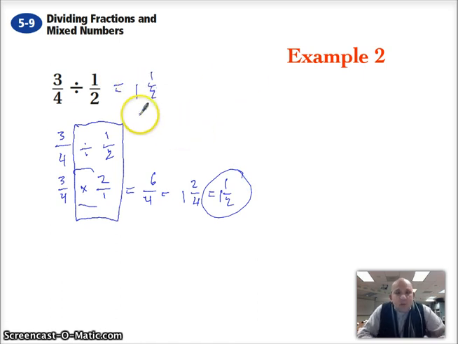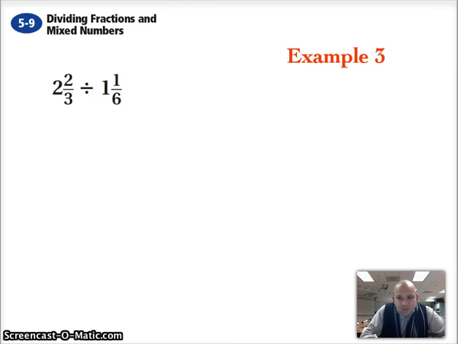Isn't that great? We are actually multiplying in order to divide. We're not doing any division when we're faced with a problem like this. We're actually changing it to a multiplication problem. That's a great thing about fractions.